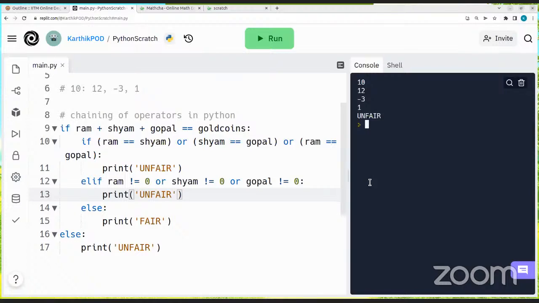Okay. So why is this working correctly? This is supposed to throw an error. How is this working correctly?